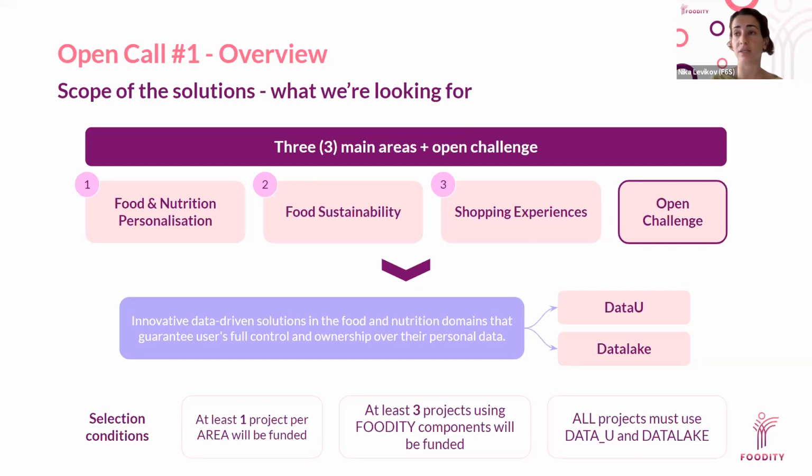So what we mean by this is perhaps you have an idea that engages citizens around personal data sovereignty and is addressing some part of the food system, but it doesn't fit into one of these 3 categories that you see here. We are ready to accept your proposals, and we're eager to see what innovative idea you have come up with. But take note that at least 1 project per main area will be funded. And also a minimum of 3 projects will be funded that are incorporating FOODITY components. There are 5 components, and I will talk about those more in a later slide.